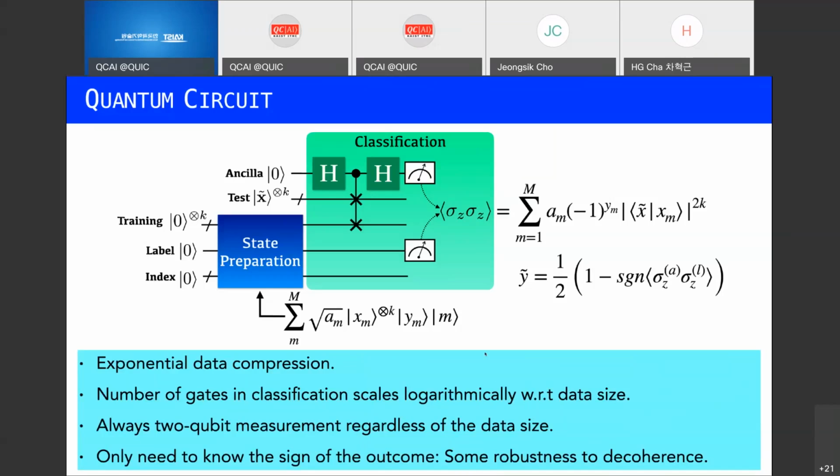And also, finally, by the nature of this problem, we only need to know the sign of the outcome. So when we try to implement this on a quantum computer, it could provide some robustness to decoherence.